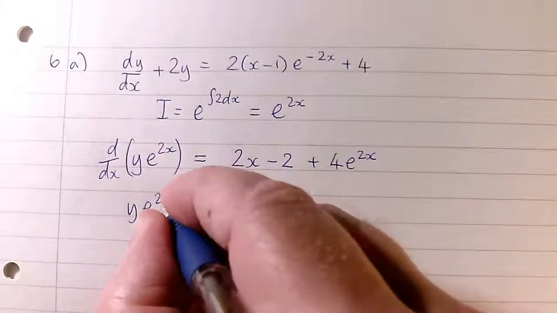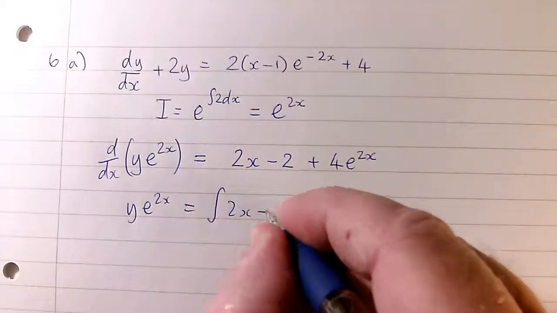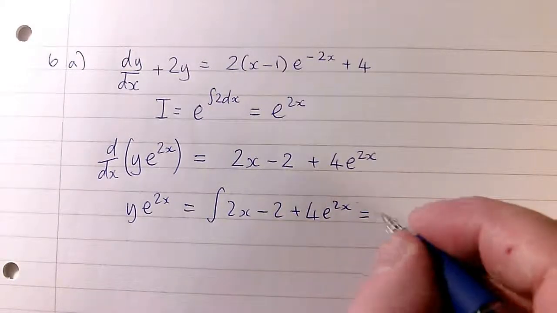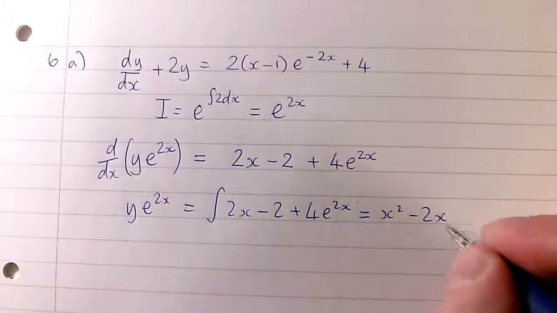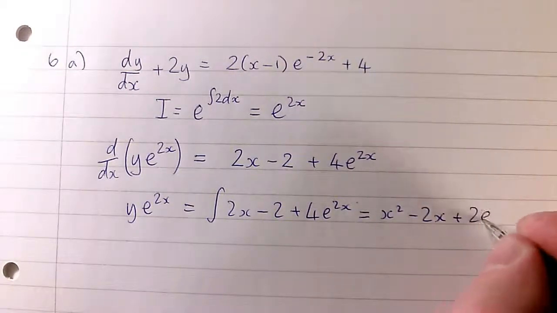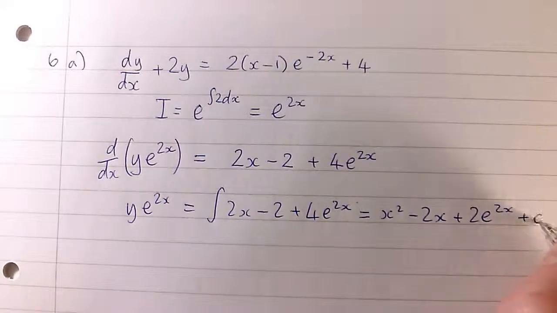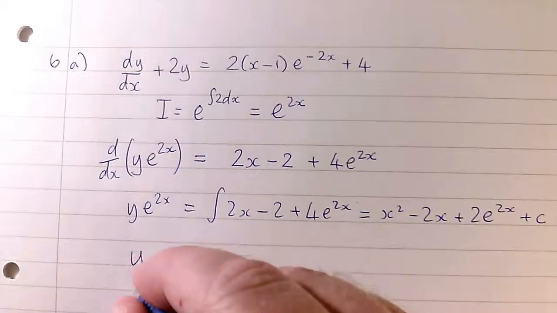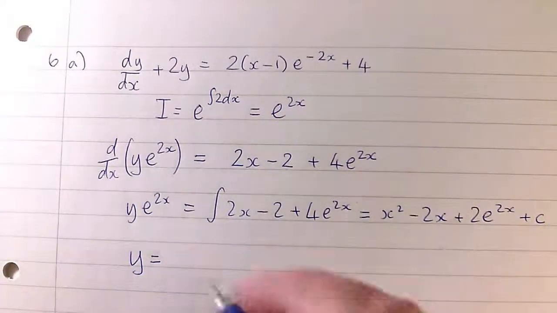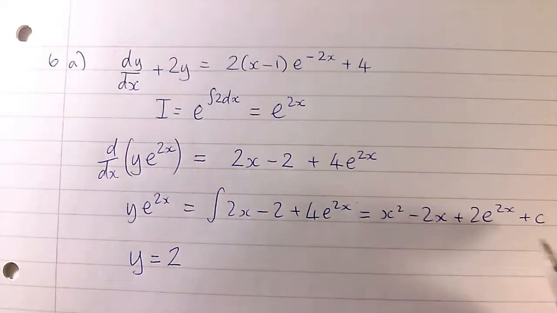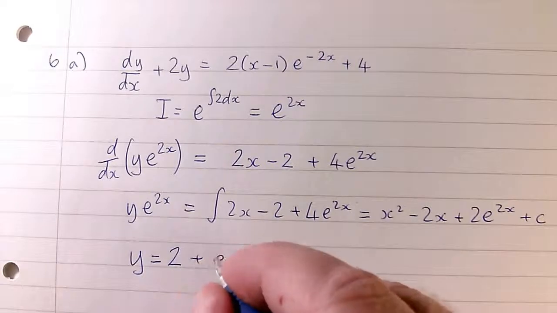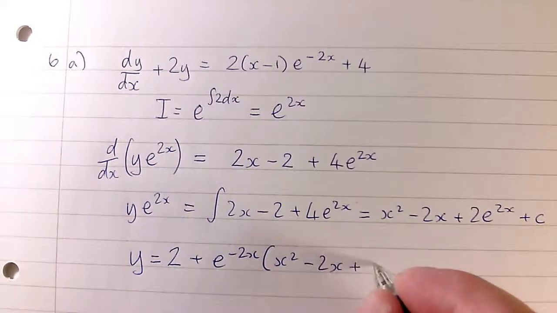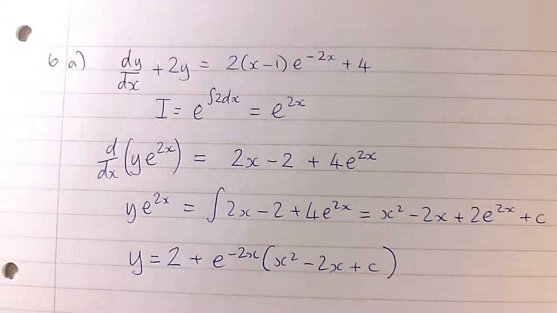So y e to the 2x itself is the integral of (2x minus 2) plus 4 e to the 2x, which is not hard to integrate. 2x integrates to x squared minus 2x, and this integrates, divided by the 2, so that's plus 2e to the 2x, and of course we must not forget our plus c. Then we need to find y, so we're going to divide by e to the 2x. So y equals, well, there's this, which is just a 2 when you divide by e to the 2x, and all the rest of it I can just put plus e to the power of minus 2x, and I can shove x squared minus 2x plus c, and I've got the first 4 marks, and there's nothing hard there.